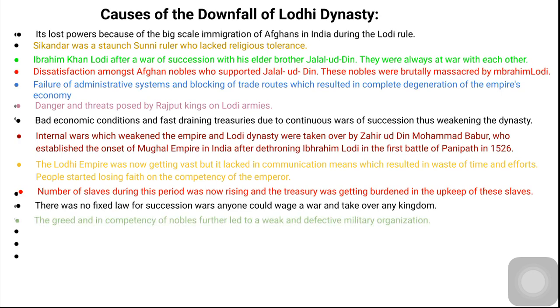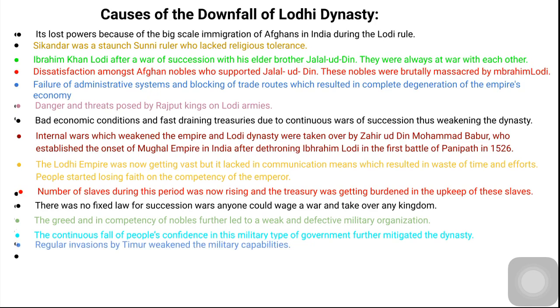Then the next cause of the decline is that the greed and incompetency of nobles further led to a weak and defective military organization. Then we see that the continuous fall of the people's confidence in this military type of government further weakened the dynasty. Then regular invasions by Timur weakened the military capabilities.